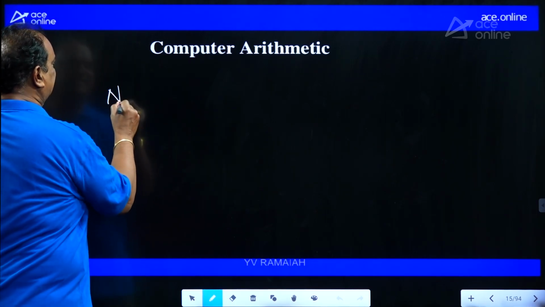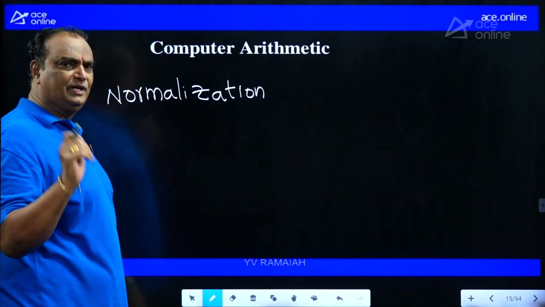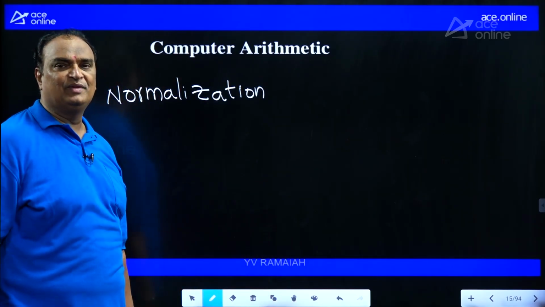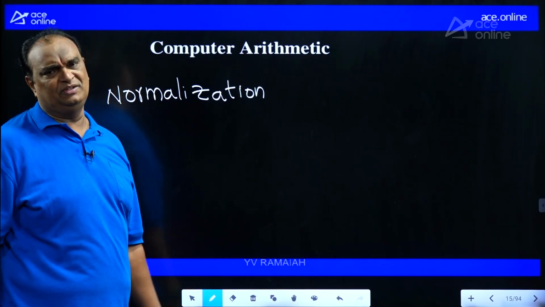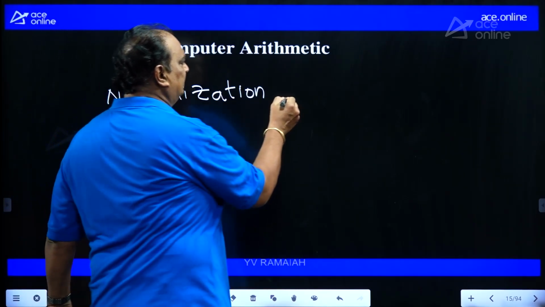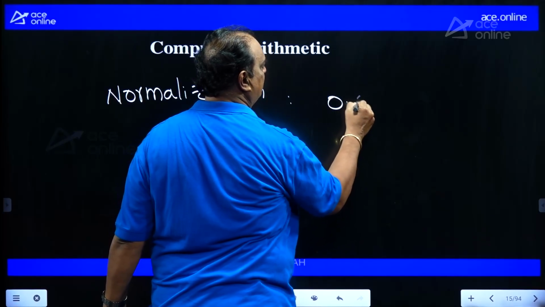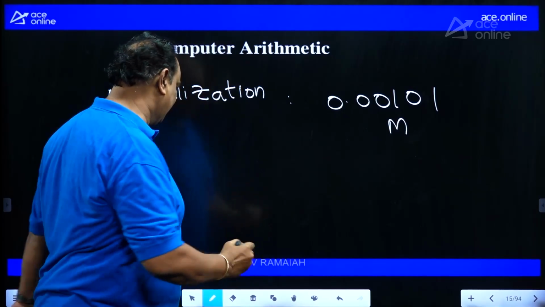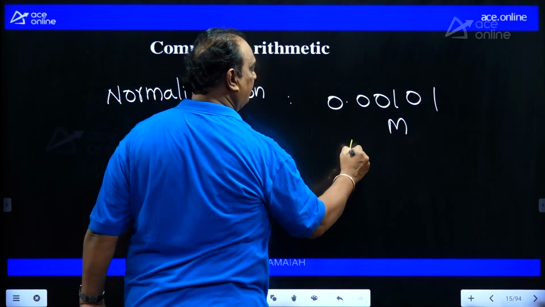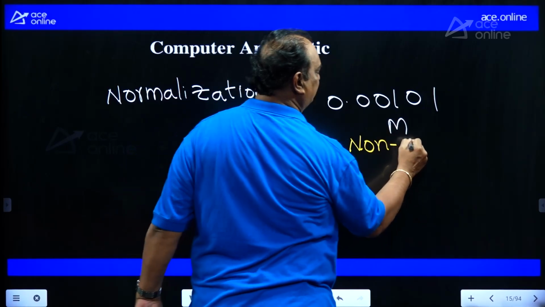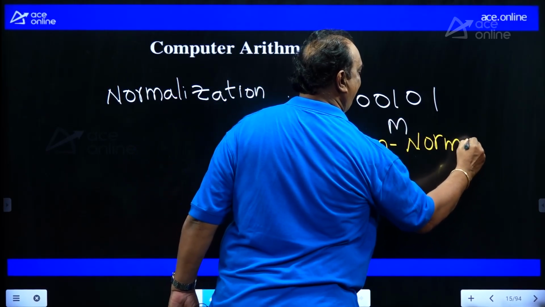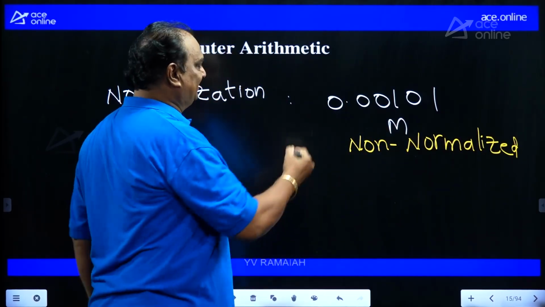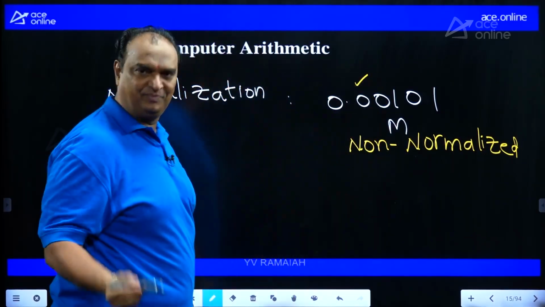What is normalization? Normalization is the process of maintaining a non-zero digit in the MSB of the mantissa. Let this be the mantissa. It is a non-normalized mantissa. What is the meaning of that? Normalization is not done for this. If it is normalized, this bit must be 1.